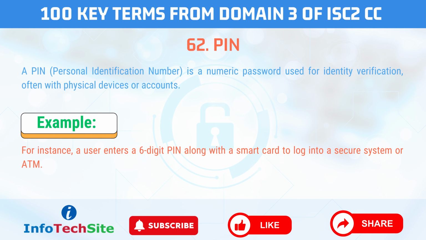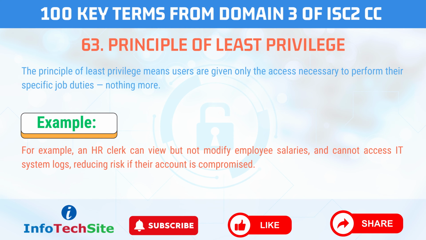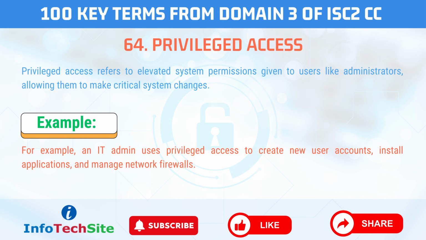62. PIN. A PIN, personal identification number, is a numeric password used for identity verification, often with physical devices or accounts. For instance, a user enters a 6-digit PIN along with a smart card to log into a secure system or ATM. 63. Principle of least privilege. The principle of least privilege means users are given only the access necessary to perform their specific job duties, nothing more. For example, an HR clerk can view but not modify employee salaries, and cannot access IT system logs, reducing risk if their account is compromised.